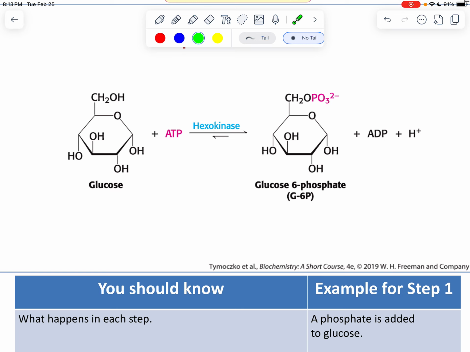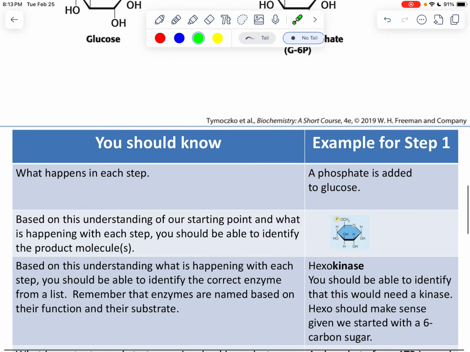But you should also be able to look here and say, wow, the only thing that's changed is that phosphate. Okay? Based on that understanding of the starting point and what's happening in each step, if I gave you product molecules, you should be able to say, oh, this one, that would be the end of step 1. Because I know step 1 started with glucose, my 6 carbon sugar, and I know that I added a phosphate.